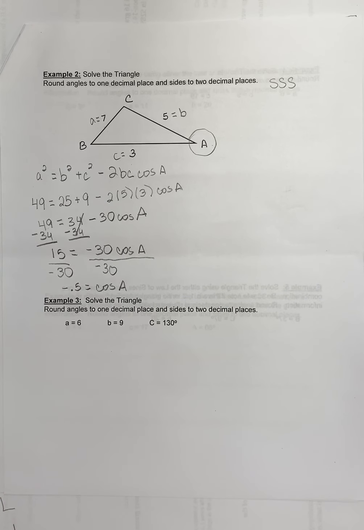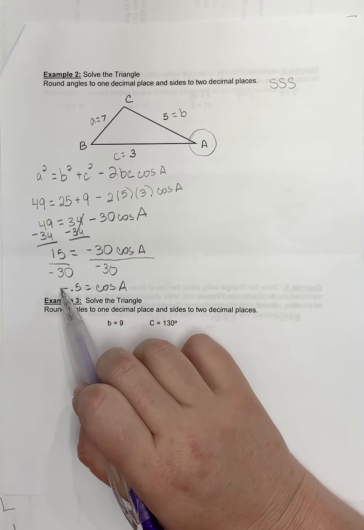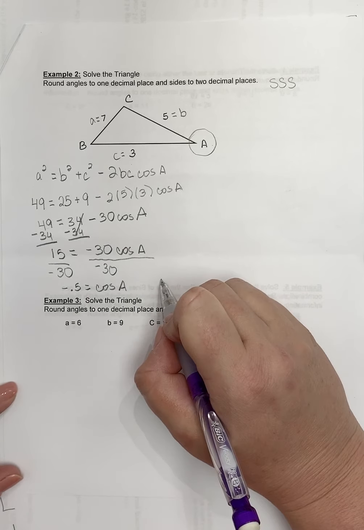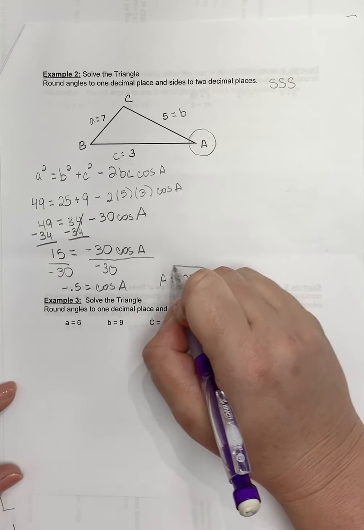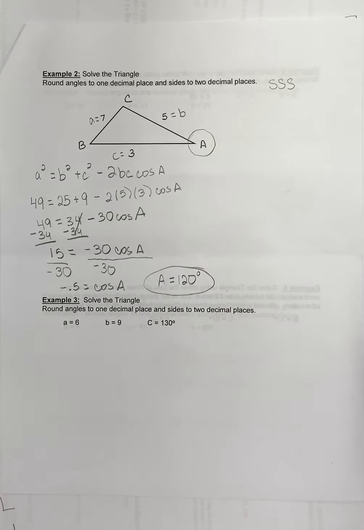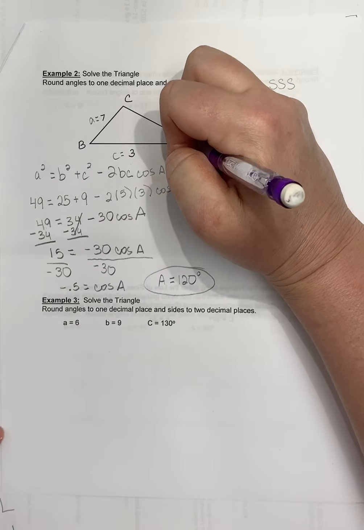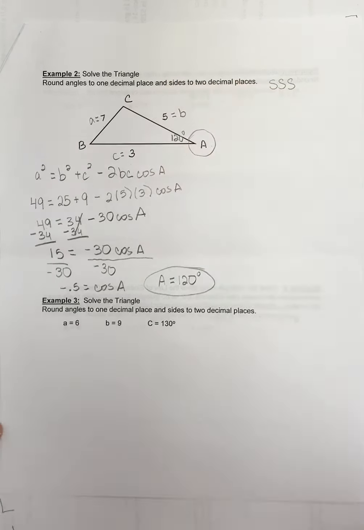Now we know that in order to get the angle, when we're given the value, we have to use the inverse. So we're going to use inverse cosine or second cosine of negative 0.5. This is going to tell you that A is 120. And that happens to be an obtuse angle, just like we thought it might be, which is why we use the law of cosines.